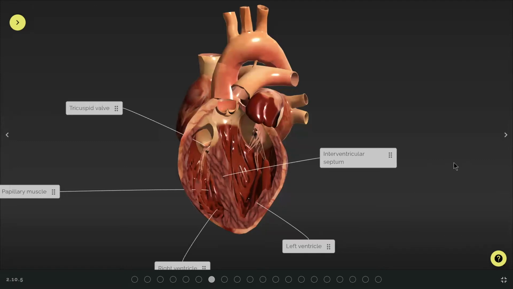All right, next we're going to talk about the heart. So the main function of the heart is to receive blood and also pump it out to the rest of the body. And so we're going to first go through the different structures and then we'll kind of go through how blood travels through the heart.